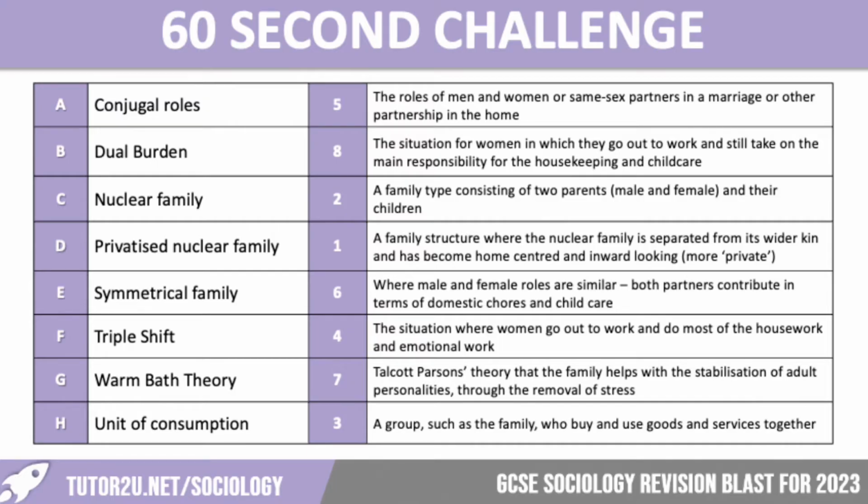C2 is the nuclear family, a family consisting of 2 parents, male and female, and their children. And remember, this is often favoured by traditional functionalists such as Talcott Parsons.